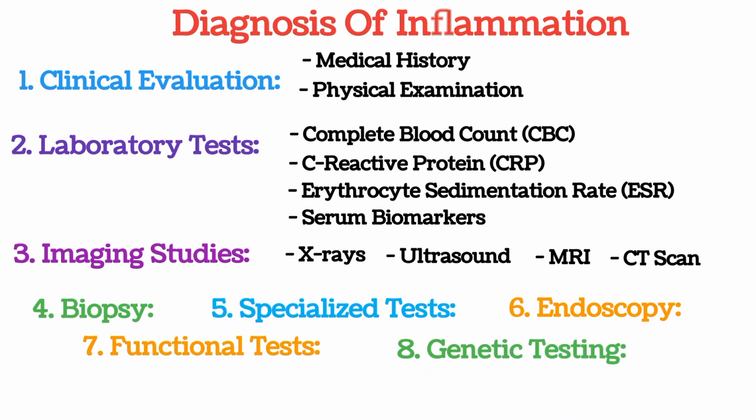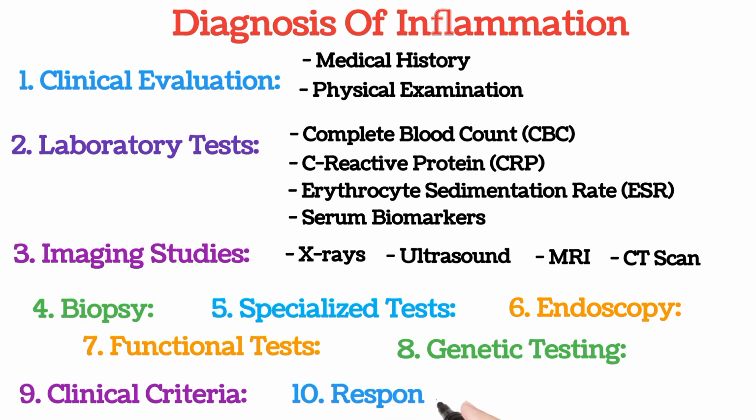8. Genetic testing. For certain autoimmune conditions, genetic testing may help identify predispositions or markers associated with increased risk. 9. Clinical criteria. Some inflammatory conditions have specific diagnostic criteria based on clinical and laboratory findings. Meeting these criteria aids in confirming the diagnosis.